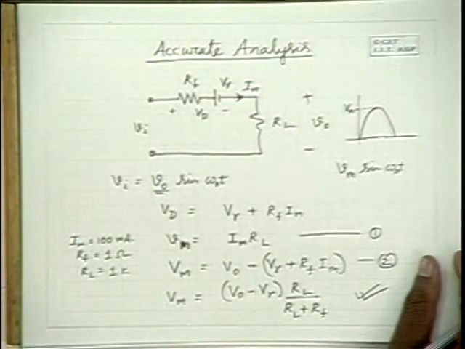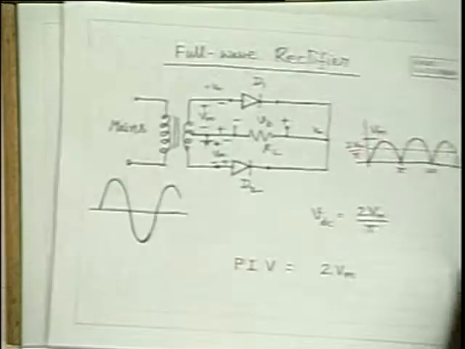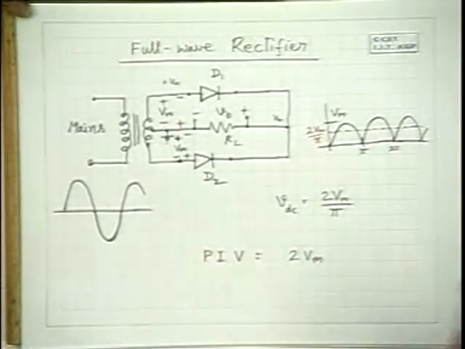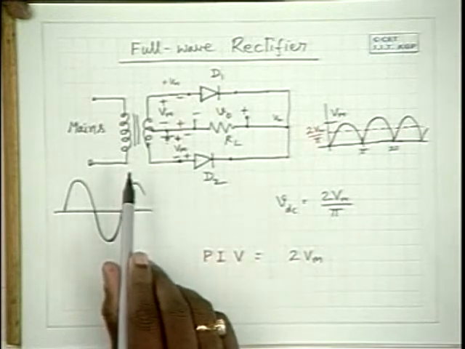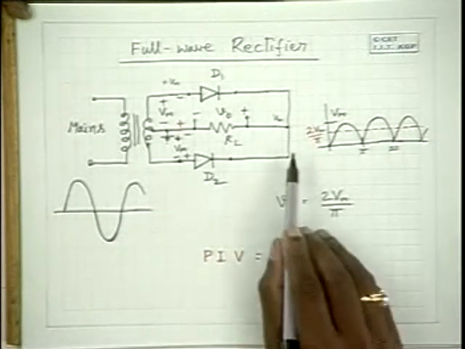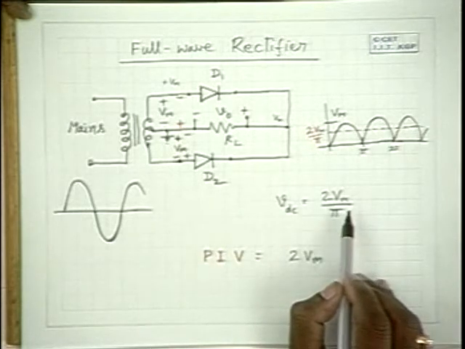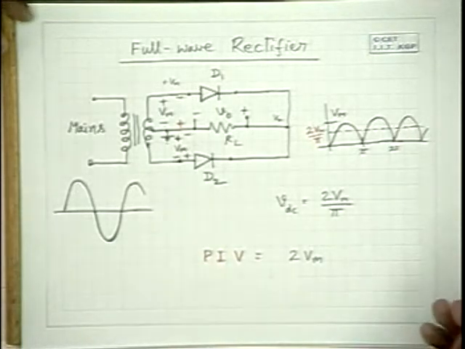Full wave rectifier with the two diodes. In this circuit also, the same analysis holds good. The relationship between the peak value of the input V0 and the peak value of the output voltage Vm is the same. Same expression holds good.